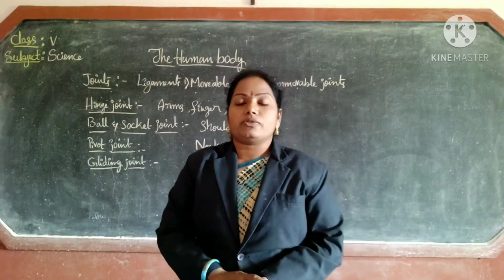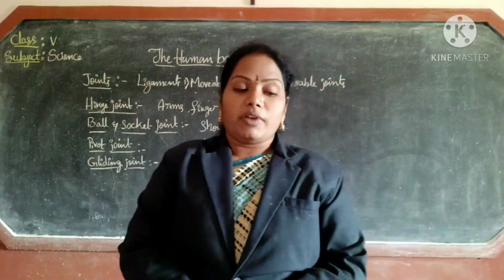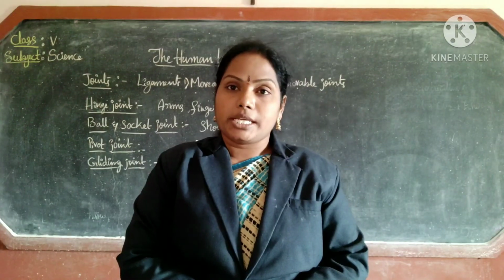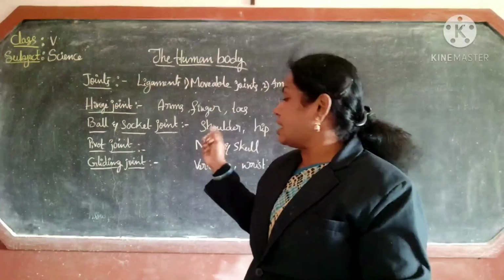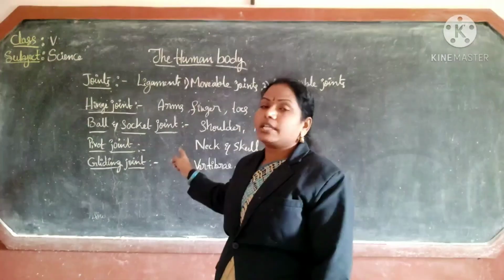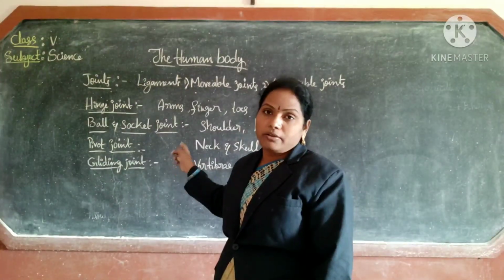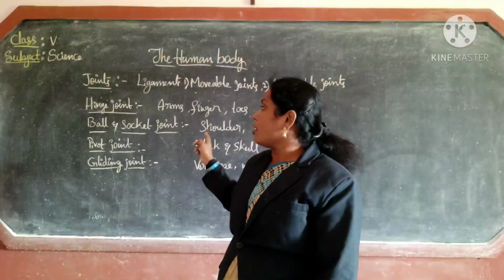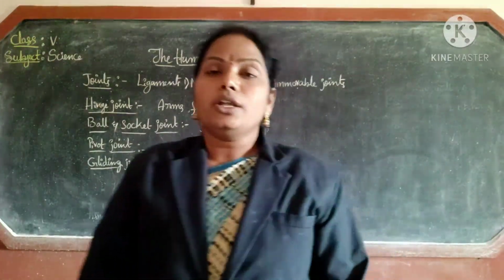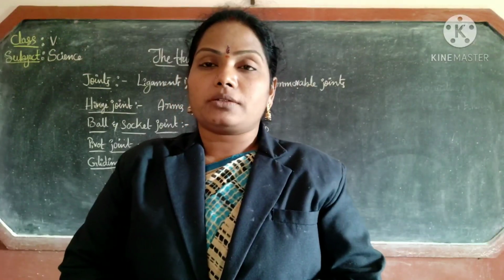These 4 types of joints are given in your textbook on pages 207 and 208. So you have to see it, read and study it once, and write about the topics in your fair notes: hinge joint, ball and socket joint, pivot joint and gliding joint. So this is your homework today.